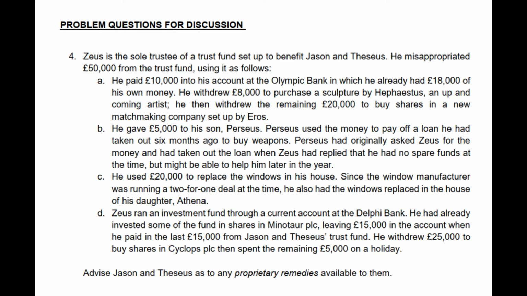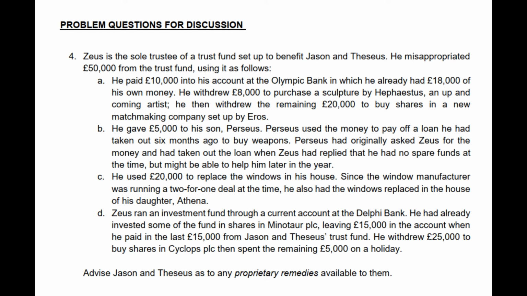The next issue is that Zeus used £20,000 to replace the windows in his house. And since the manufacturer was running a 2-for-1 deal at the time, he also had the windows replaced in the house of his daughter Athena. So dealing with Zeus's windows first, the issue here depends on whether or not the value of the property has increased. If it hasn't increased, then if we apply re Diplock, we would have to conclude that the money is dissipated and untraceable. If the value of the property has increased, then it is traceable, but only to the maximum value of the expenditure plus interest. And the authority that we have to rely on there is Lord Browne-Wilkinson in Foskett v McKeown.